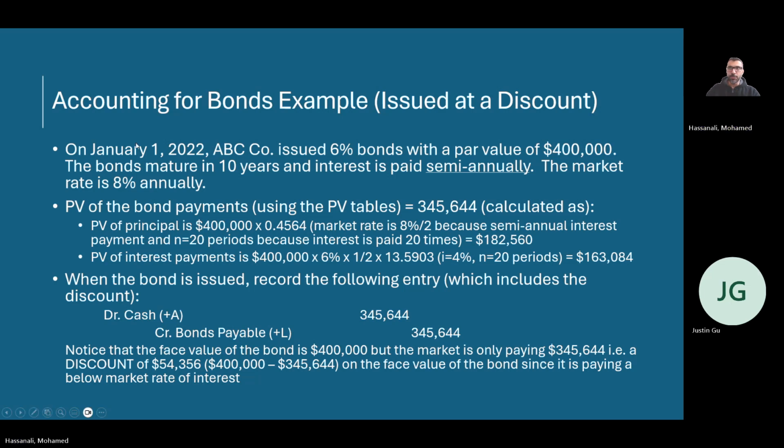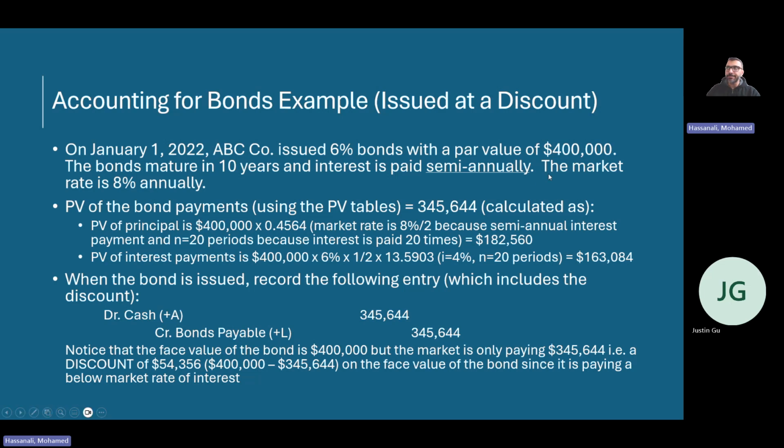Okay, so same example, January 1st, 2022, ABC Company issued 6% bonds, par value of 400,000, bonds mature in 10 years. So those pieces of information haven't changed. The coupon rate's the same, the principal is the same, and the term is exactly the same. But there's two things that are going to be different now. First, interest is paid semi-annually. Okay, so now you're paying interest twice a year, not once a year. And that's going to be very relevant when we start using our present value tables.